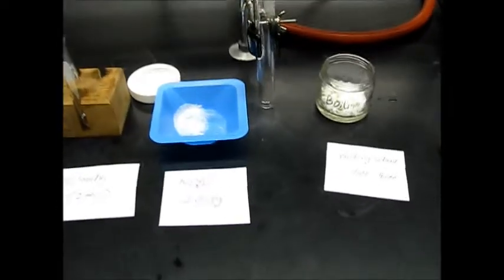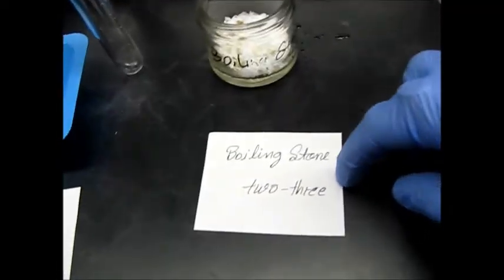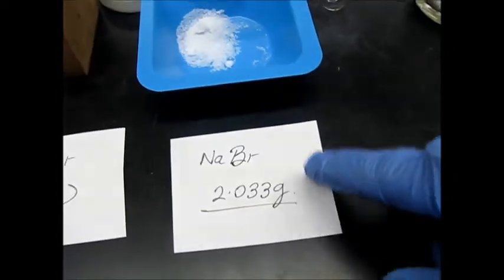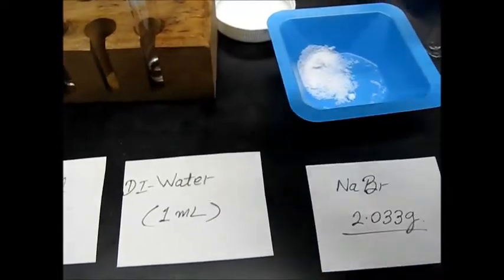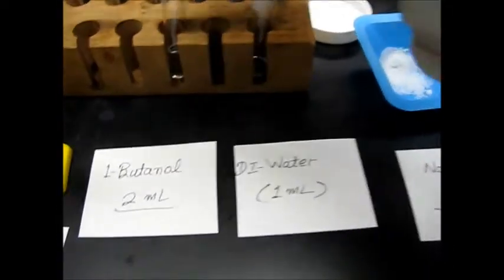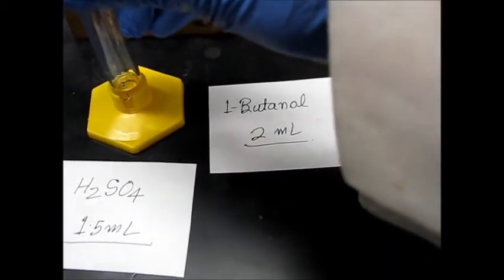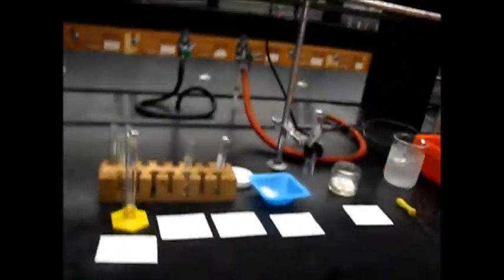Okay, so for the SN2 reaction, we have all our materials here. These are the boiling stones, and then this is the 2.033 gram sodium bromide. Here I have already measured 1 ml DI water, and then this is 2 ml 1-butanol, and now here we have sulfuric acid. So be careful with the sulfuric acid, which is 1.5 ml. And now it's time to add.